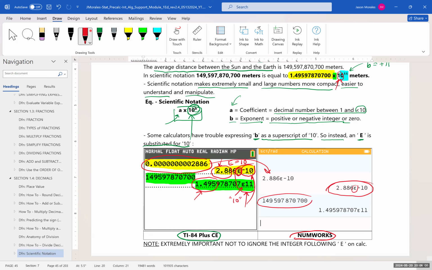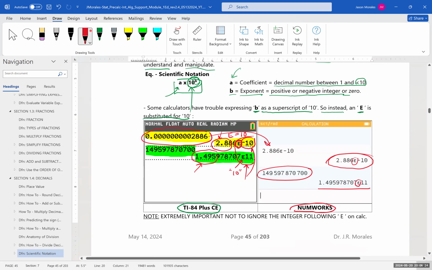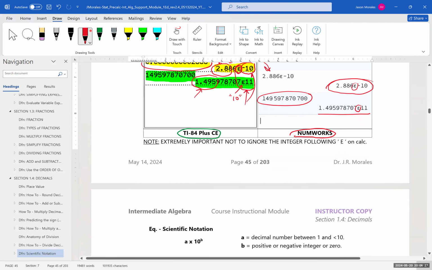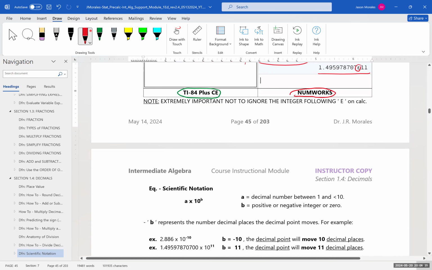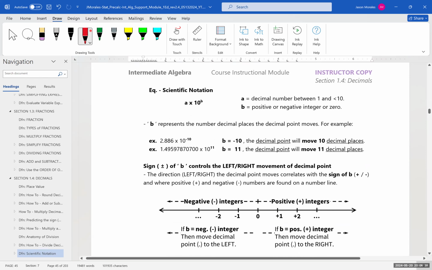And here's the average distance between the sun and Earth. And you can see it did it in scientific notation, but it used that uppercase E to represent base 10. So, because this is how calculators function, and because it's used in just about any area of science or mathematics that you can imagine, this is a really important topic to talk about and make sure that you understand. So like I said, it's extremely important not to ignore the integer following the E in your calculator. Okay, so let's move on.